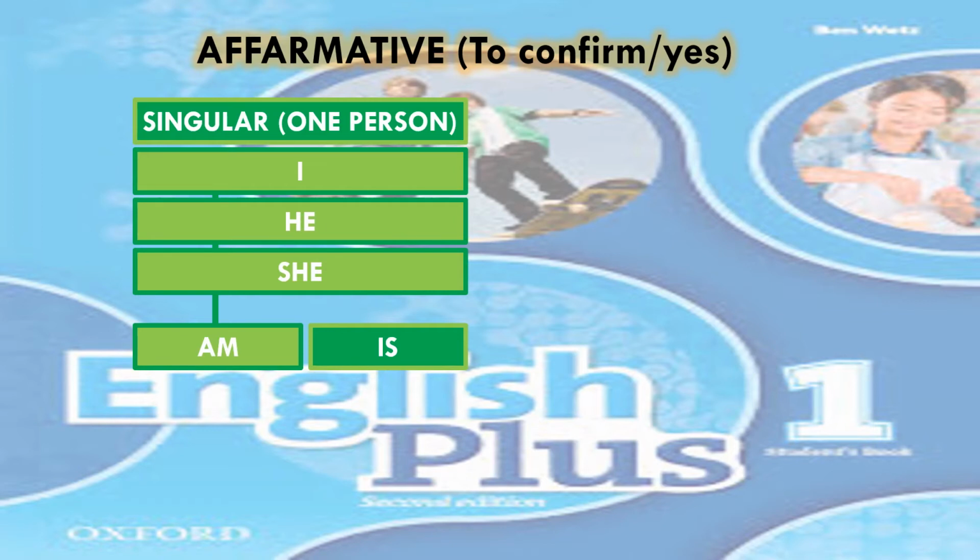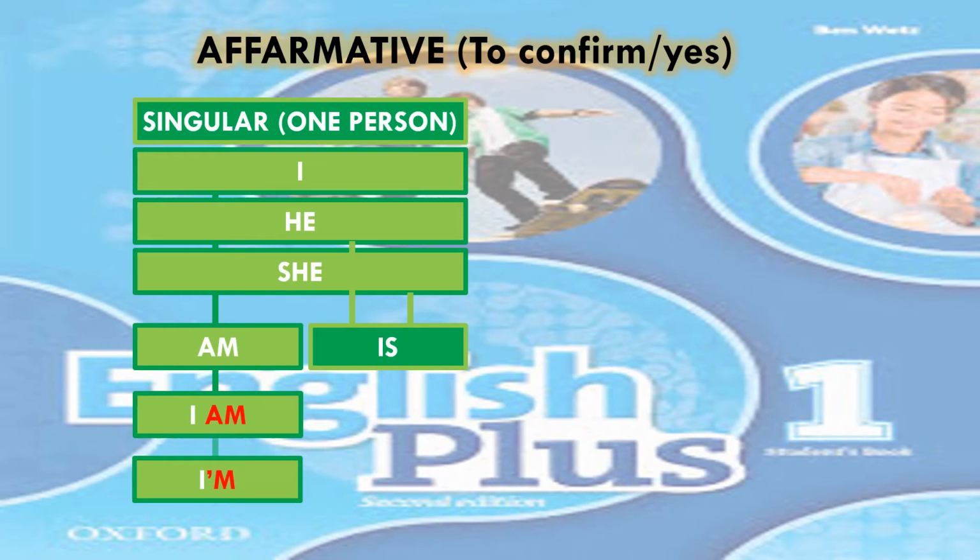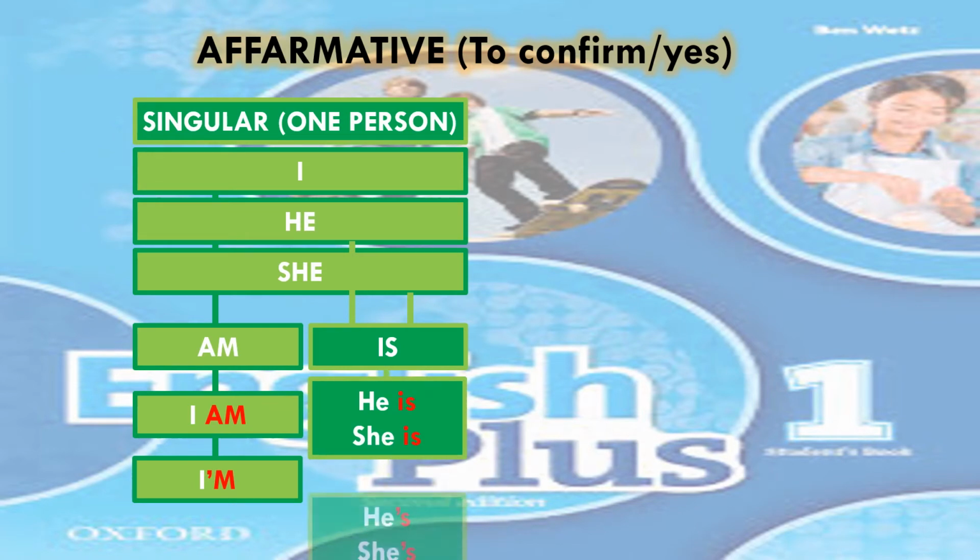We cannot say he am or she am. Okay, so when we use am, the next one is, we use he is or she is. We cannot say he am or she am. So I am, or you can use the short form I'm, and then he is or she is, and the short form is he's or she's.